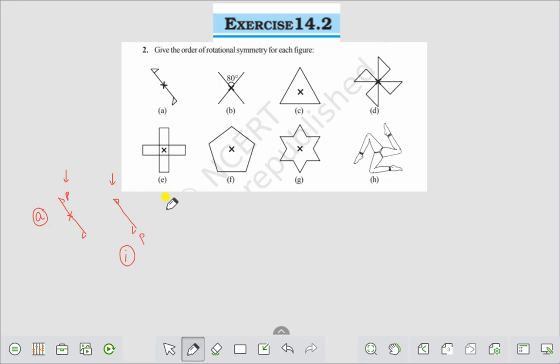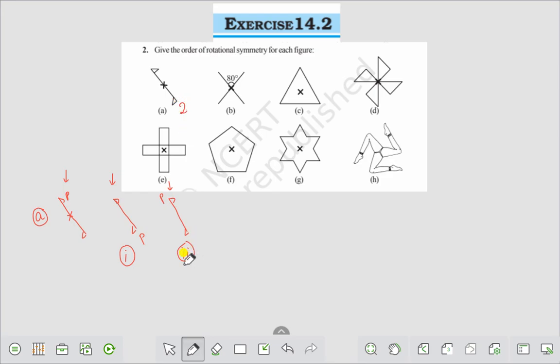If we again rotate this one, that will come again like this. The P point will come here. That means in two positions we'll get the same figure. Therefore, the order of symmetry for this figure is 2.